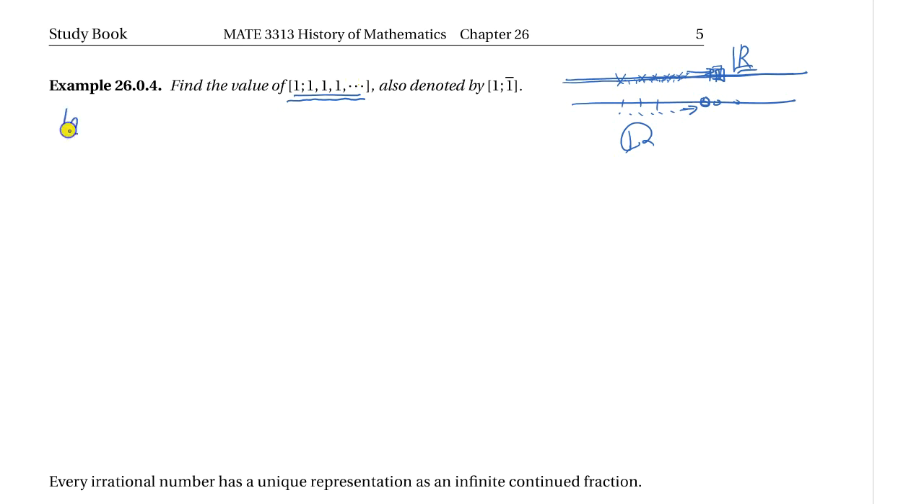So let's say the limit exists. So that should be like this. And because it's just a repeat of 1 forever, a better notation is 1 bar. Bar means repeat this part. Then it must be 1 plus 1 over 1 plus 1 over 1 plus 1 over dot dot dot, like that.